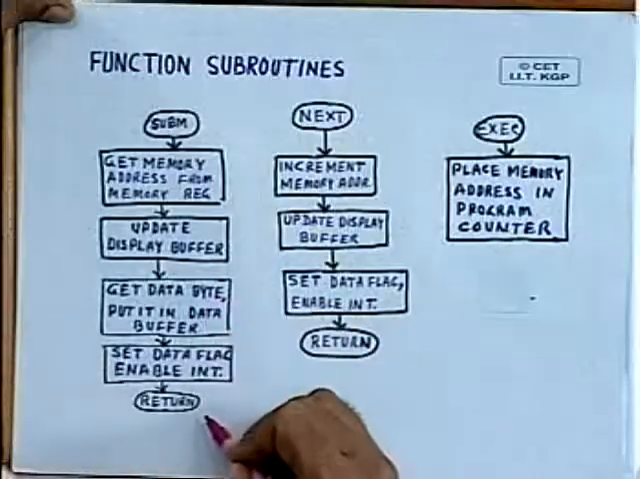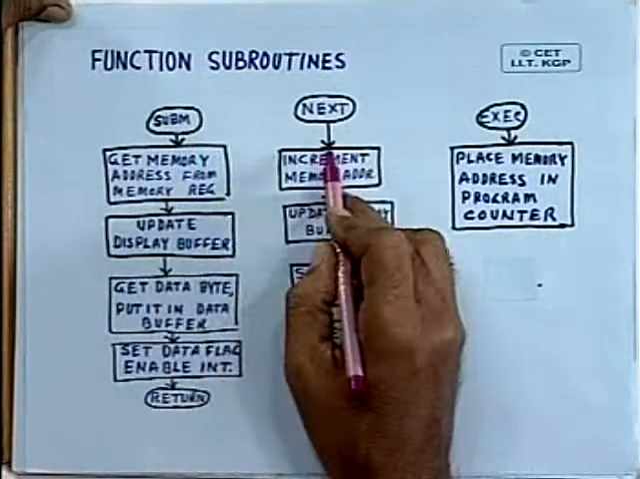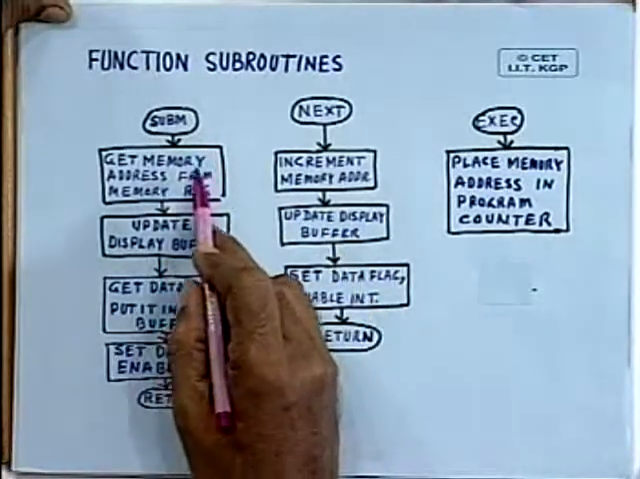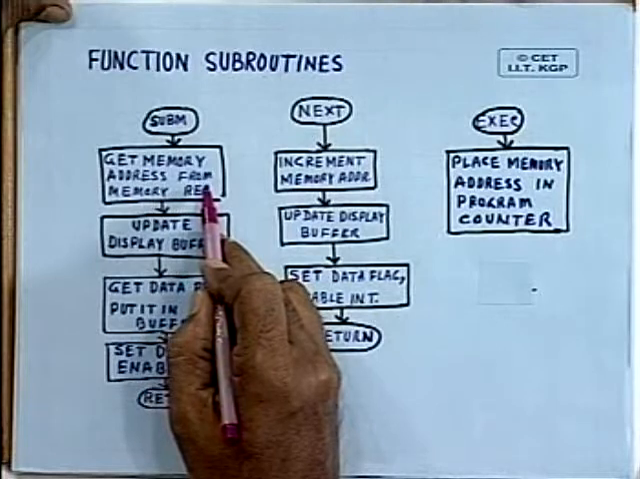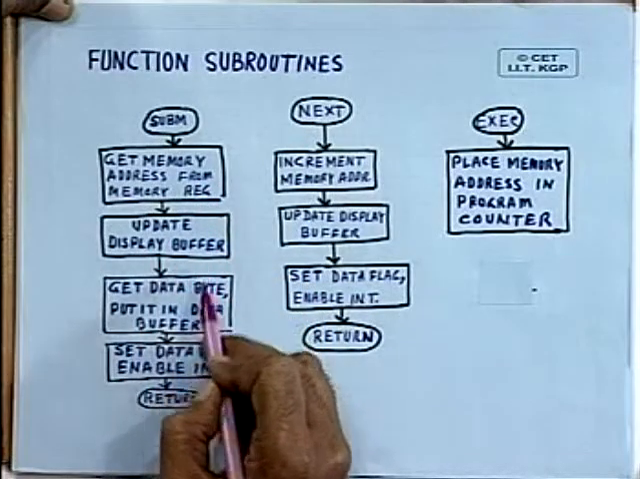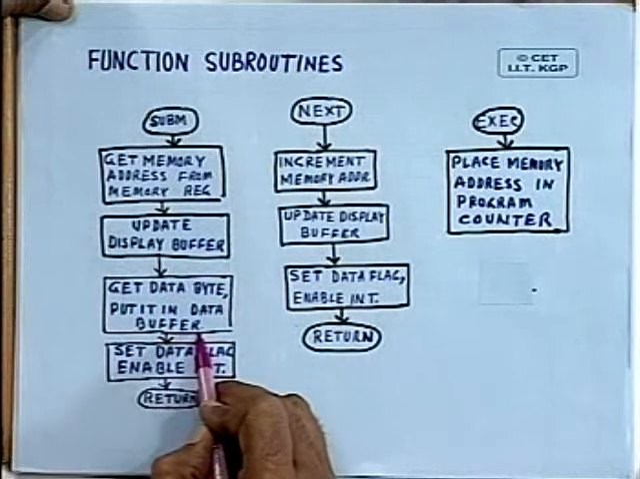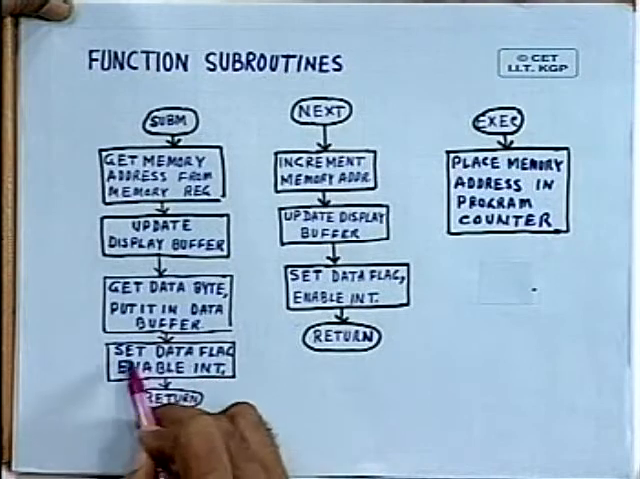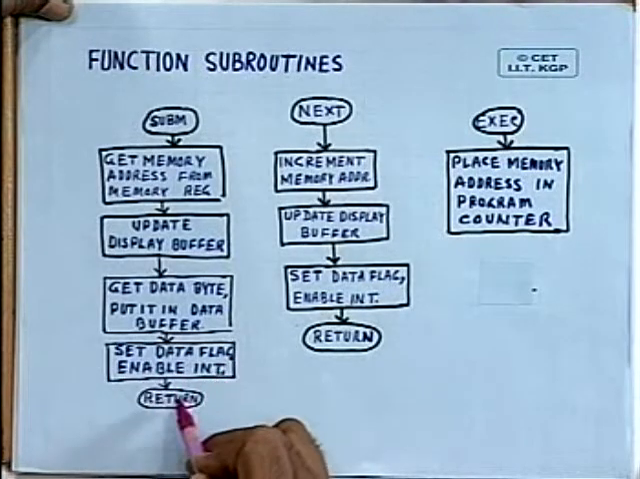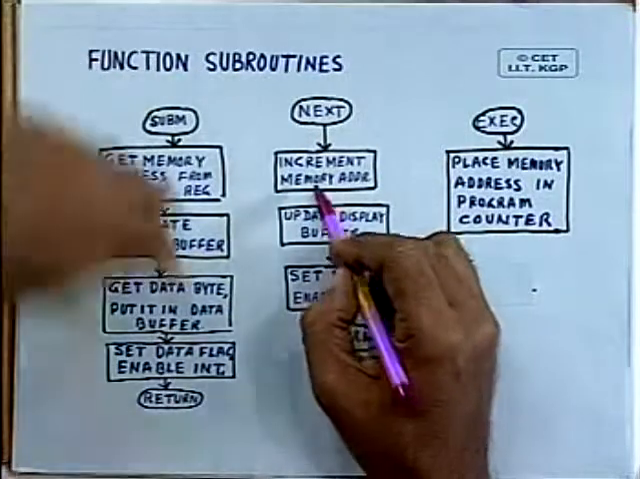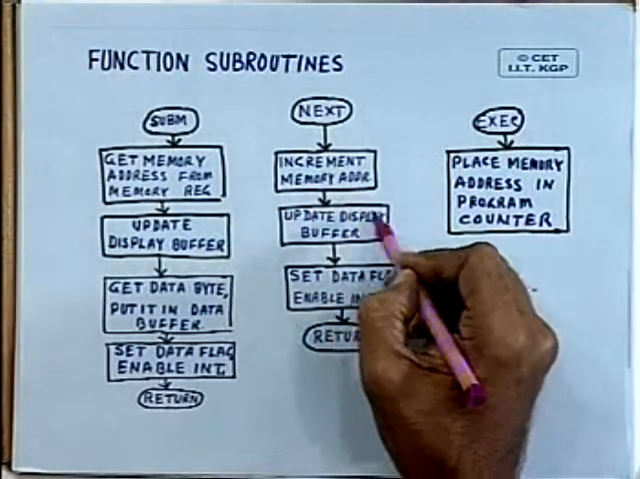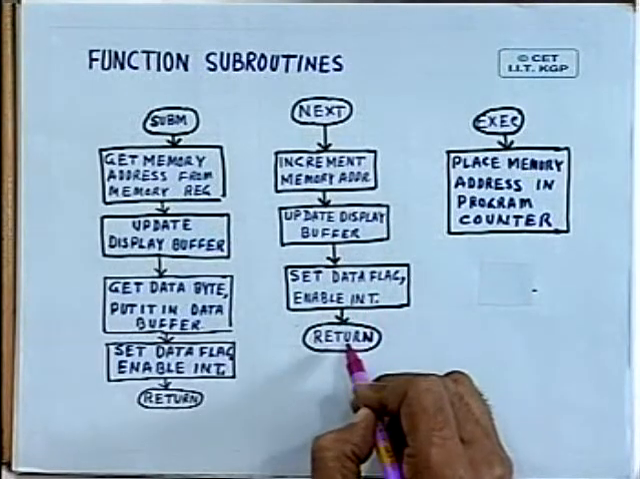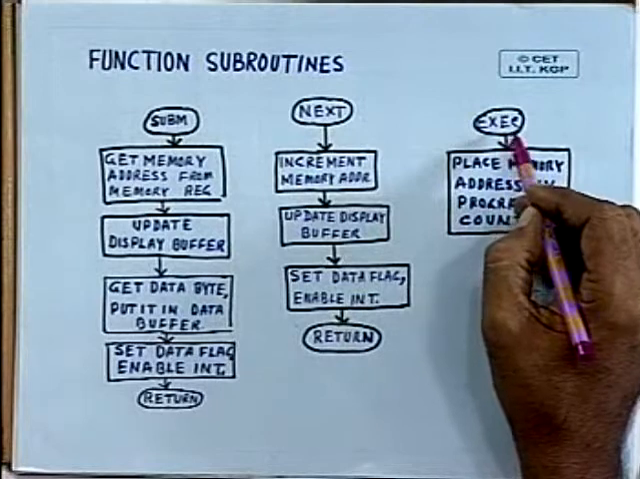And these are the subroutines for substitute memory, next and execution. In case of substitute memory, you are getting the address one by one from the keyboard. You have to update the display buffer, then get the data byte and put it in the data buffer and set the data flag, enable interrupt, then return. Similarly, the next function, where you will increment the address, then update the display buffer, set the data flag, enable interrupt and return.